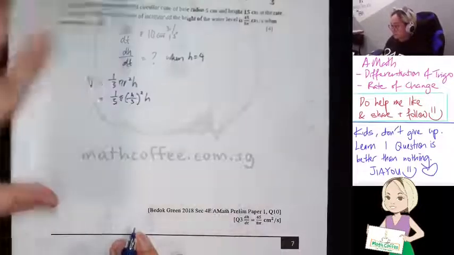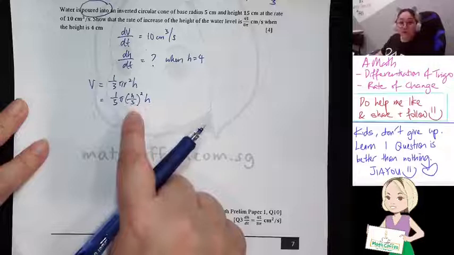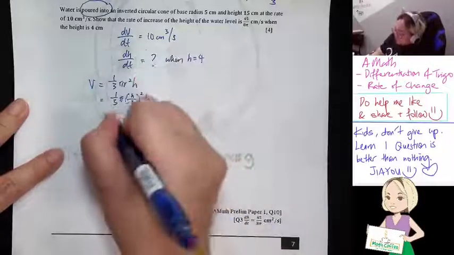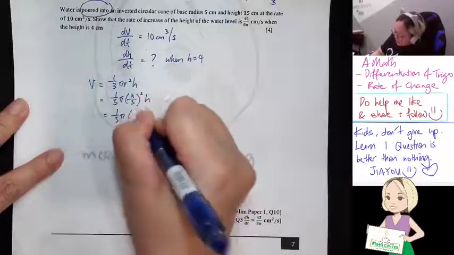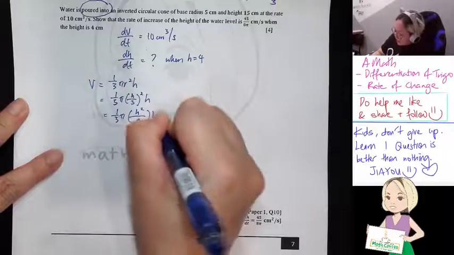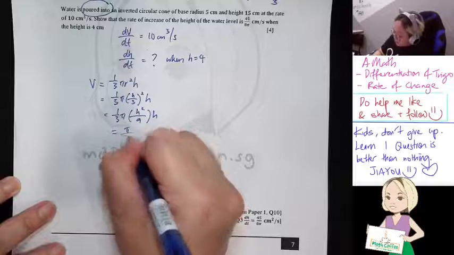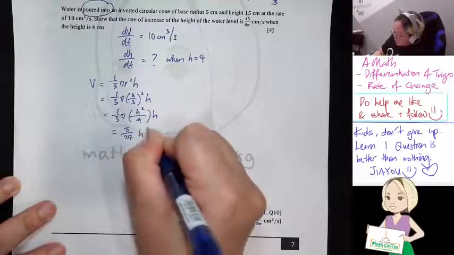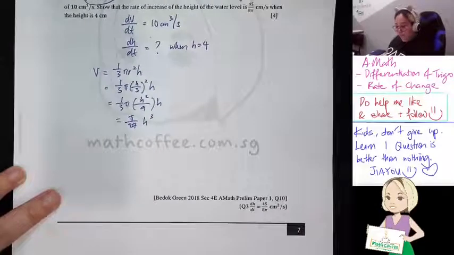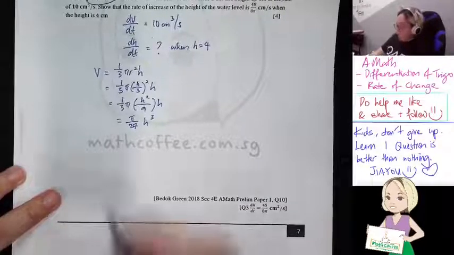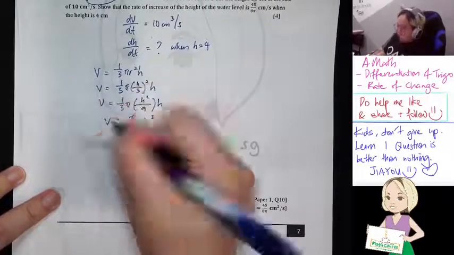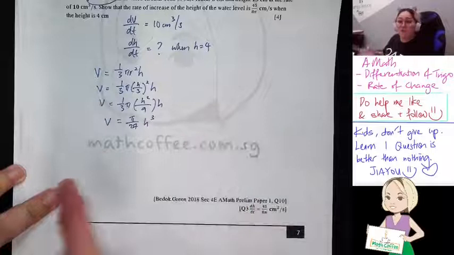Let's simplify. You're not ready to differentiate yet. So I have 1/3 pi, this is H squared over 9, times H. So always put a constant outside, so it becomes pi over 27 H cubed. This is my V in terms of H.